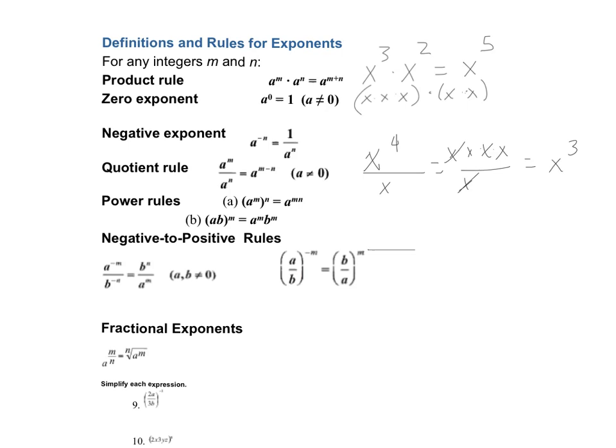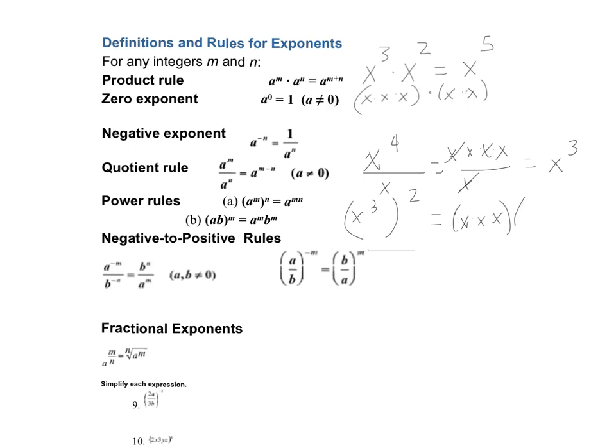So, for example, if I had x to the 3rd, and I ask you to square that, what is that going to be? What do you think? X to the what? It's going to be x to the 6th. Now, let me show you why. X to the 3rd, we said, means 3 of these x's being multiplied together. And if I'm squaring something, it tells me I'm multiplying it times itself.